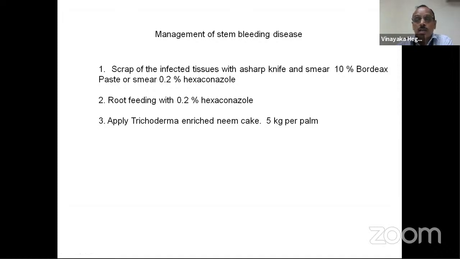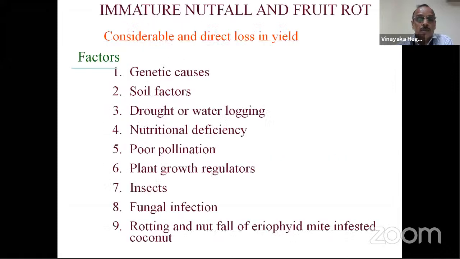Because both are of the same class of fungus, we are able to manage both in the same way, like with Trichoderma. We can manage this disease by incorporating Trichoderma over 2-3 years. If we apply Trichoderma to your soil, this fungus population will be reduced and we can manage this disease. So these are the major three diseases.